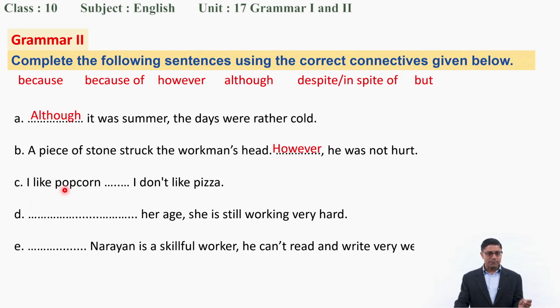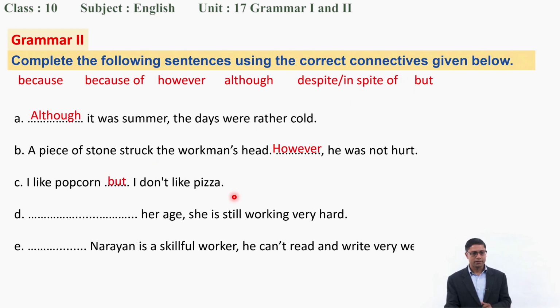I like popcorn, I don't like pizza. So see, we do have a blank space in the middle. We are going to use two independent clauses. I like popcorn, I don't like pizza. So what are we going to use here? Exactly, it's but. That's good.